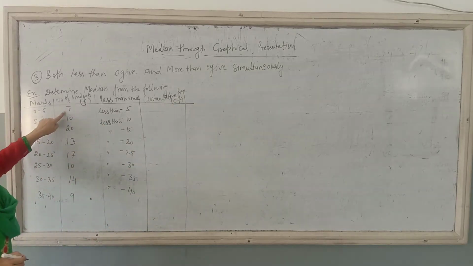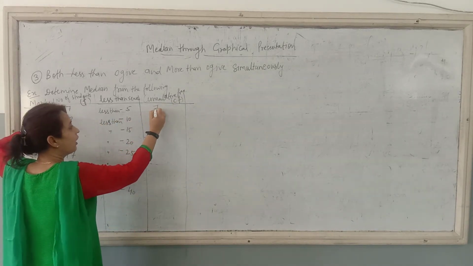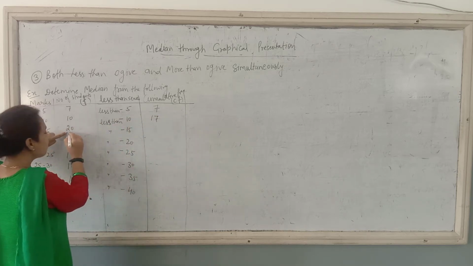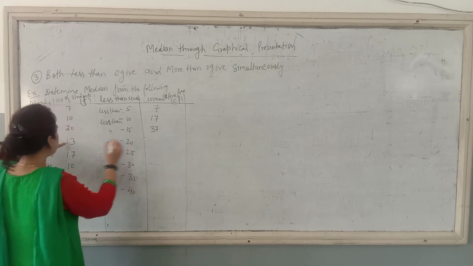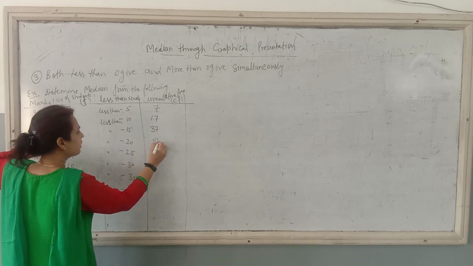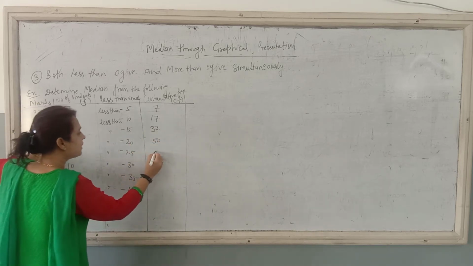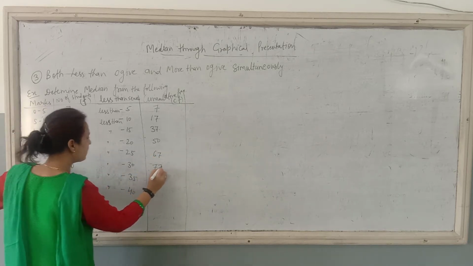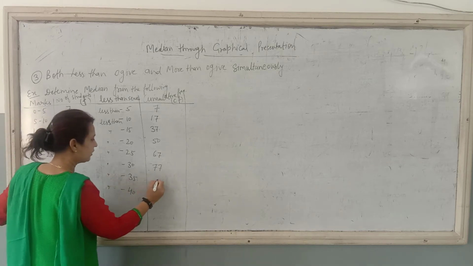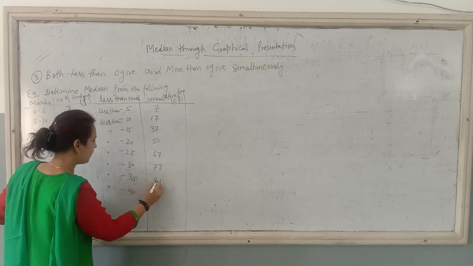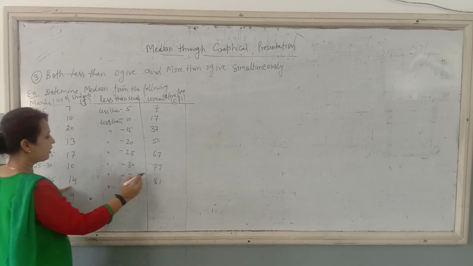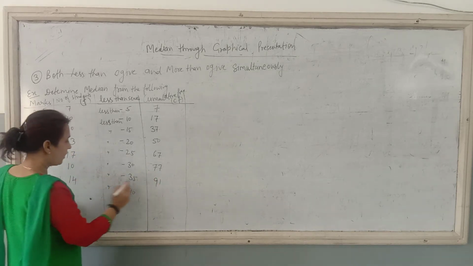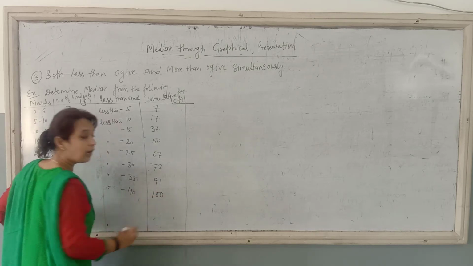First of all, write 7 as it is. Clear? 7 plus 10, 17. 17 plus 20, 37. 37 plus 13, 50. 50 plus 17, 67. 67 plus 10, that is 77. 77 plus 14, it means 91. And 91 plus 9 equals 100.